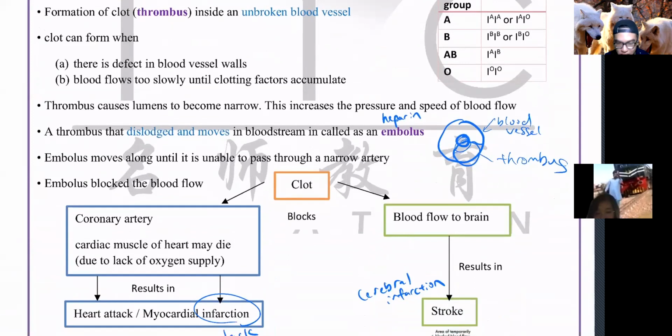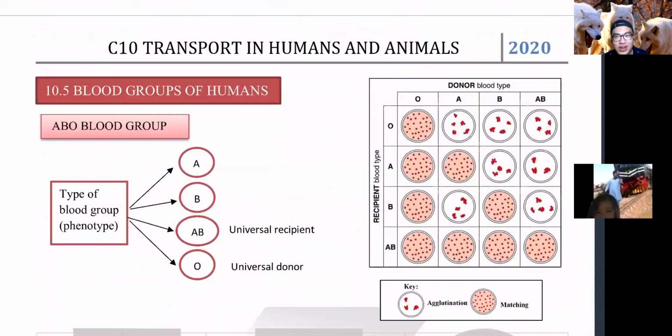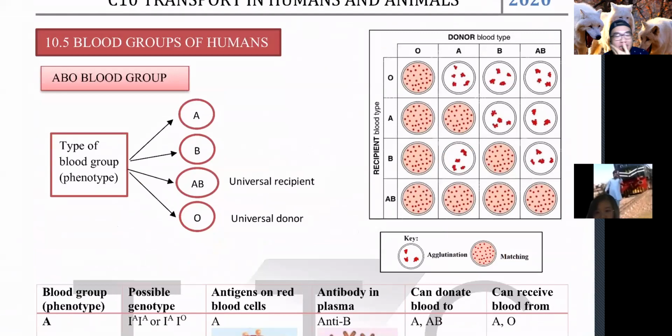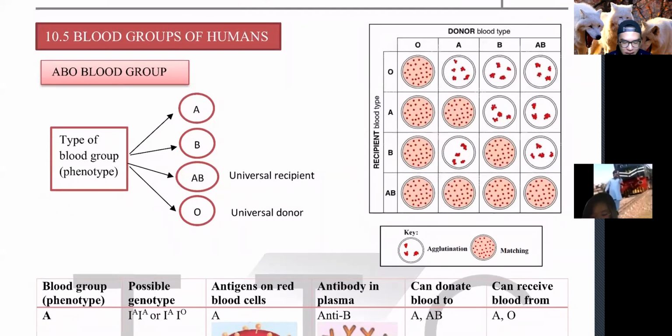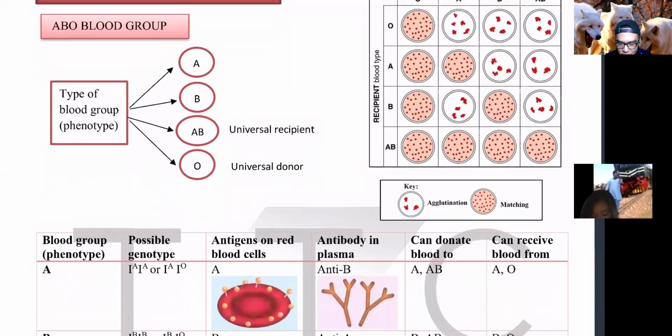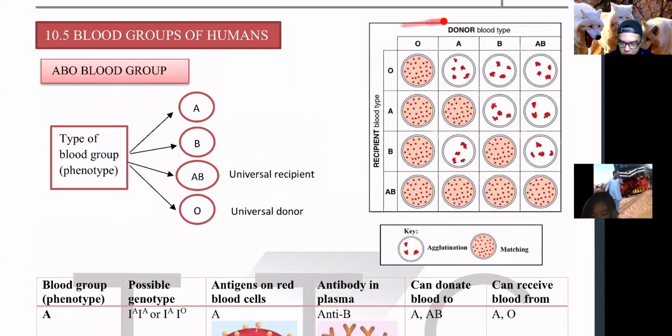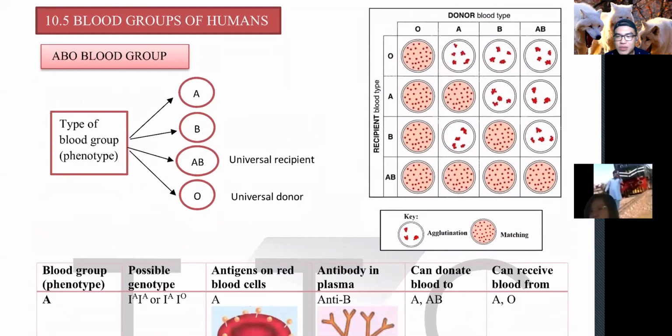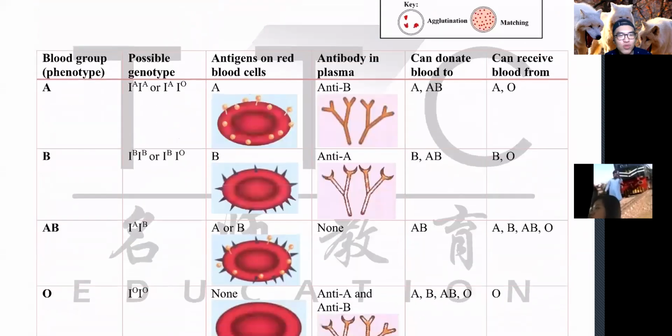Okay, to blood group. Today let's talk about blood group. I'm sure you learned this in Form 3 already. So blood group, we have our blood A, B, AB, and O. So this is a very simple chart for you to understand. So how does blood group work? So this is how it works.